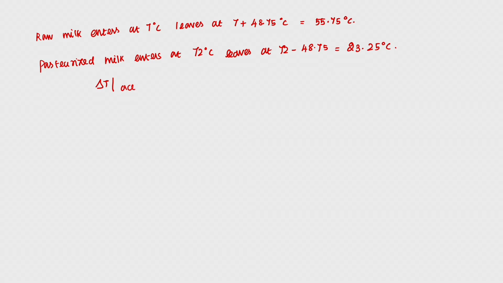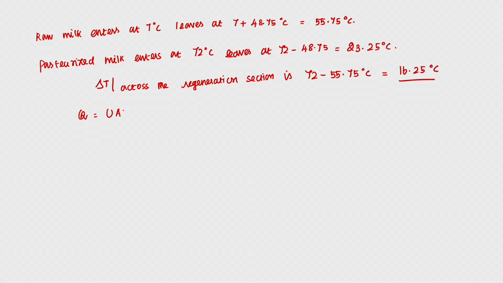So, we know what is the delta T across the exchanger now. Delta T across the regeneration section is 72 minus 55.75 degree centigrade, which is equivalent to 16.25 degree centigrade. So, delta T across the exchanger is 16.25 degree centigrade. So, we already know the formula, which is nothing but Q equals UA delta T. So, what I am supposed to calculate from here is A, which is nothing but Q upon U delta T.